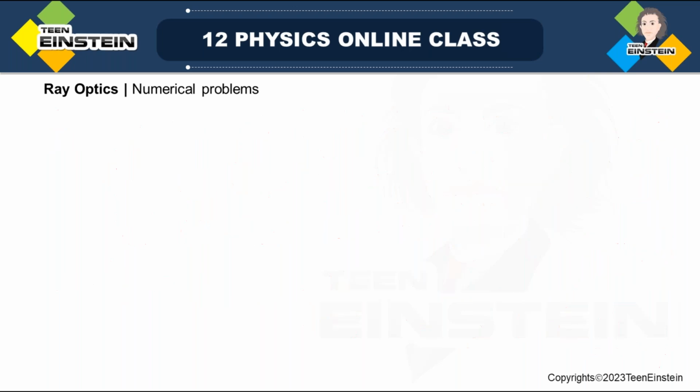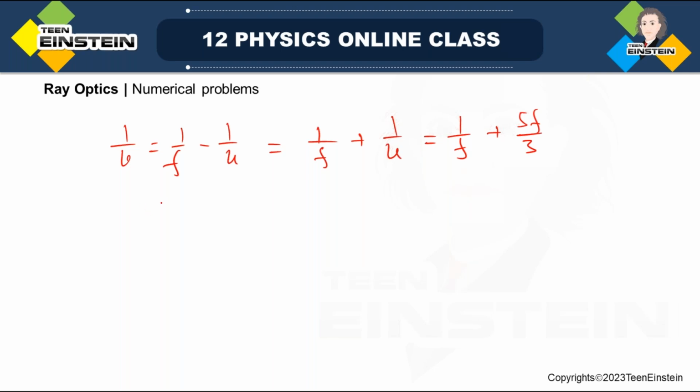Okay, let me just go to the next page. So we have to find out 1 over v is equal to 1 over f minus 1 over u. With the minus sign, if we take, then it will be 1 over f plus 1 over u. So u is again obtained as 5f by 3. So 1 over f plus 5f by 3. This is actually 3f here. So this will be 3 plus 5f square.